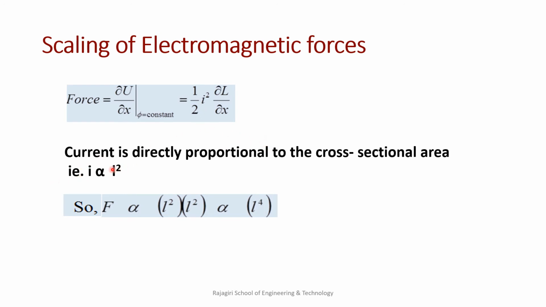So the current I is directly proportional to the cross-sectional area. So cross-sectional area is expressed in linear dimensions as L square. So I will be proportional to L square. So in this expression we have I square. So force should be proportional to L square into L square. Whereas L is proportional to L, and X is also proportional to L. So they cancel each other. So in effect, we get that the electromagnetic force is proportional to L raised to 4.